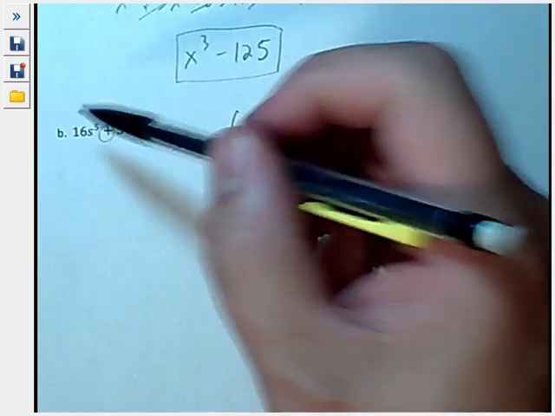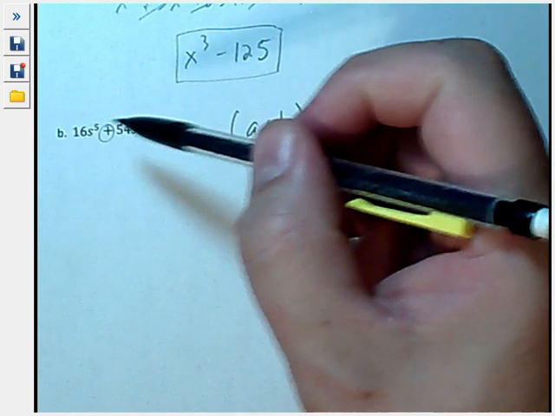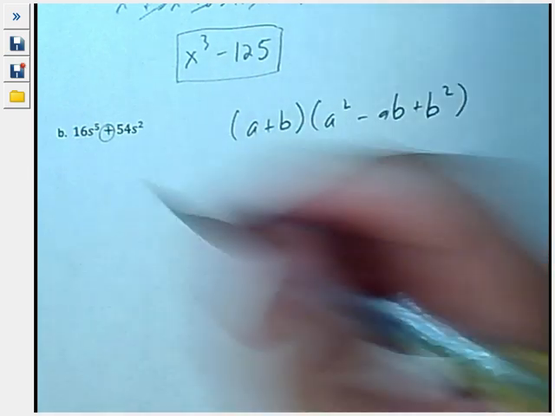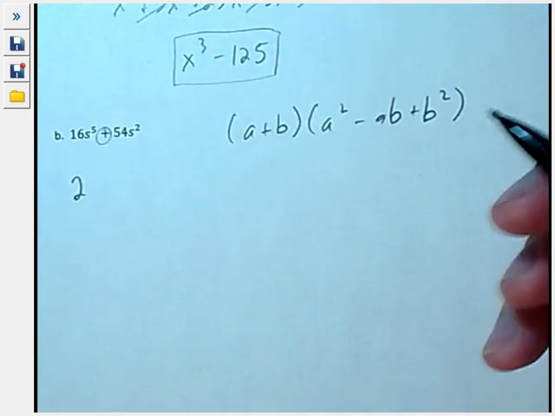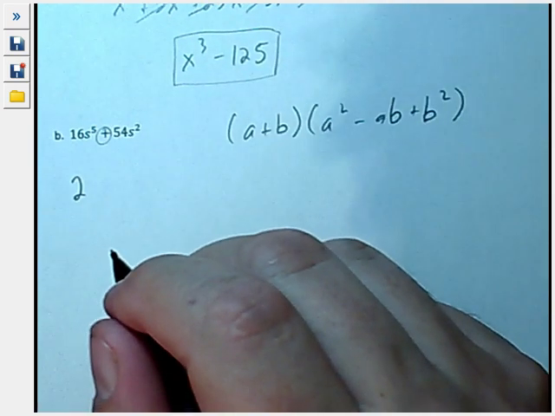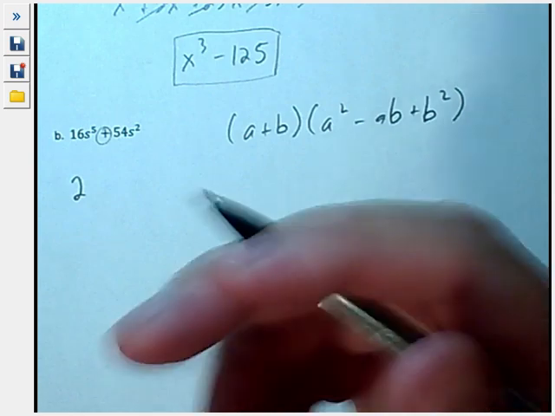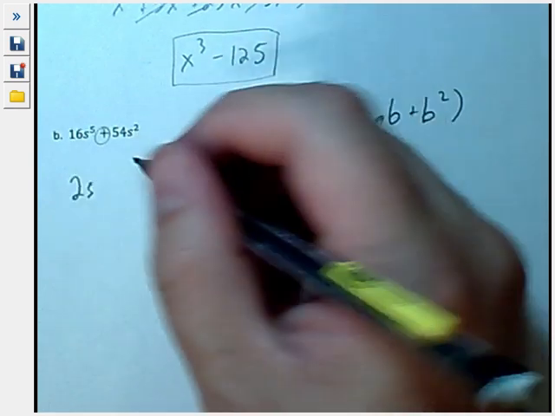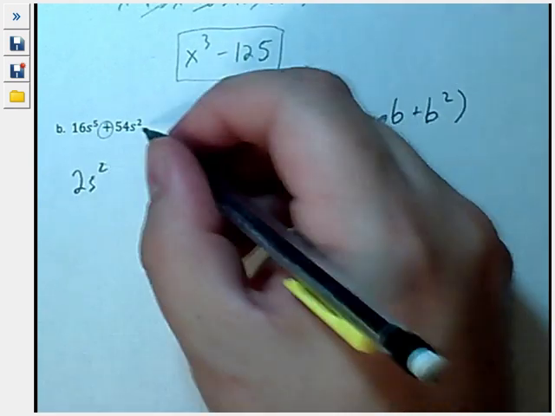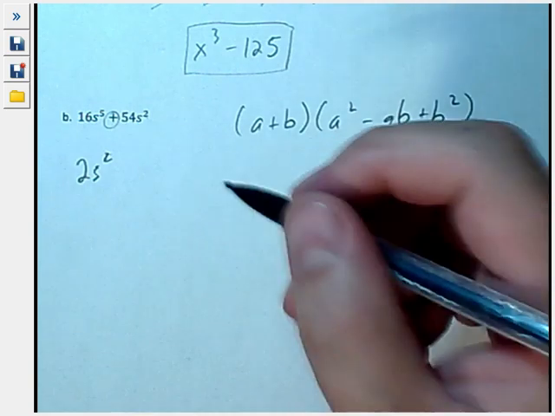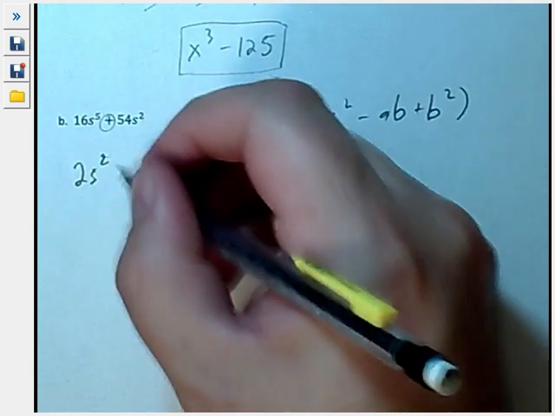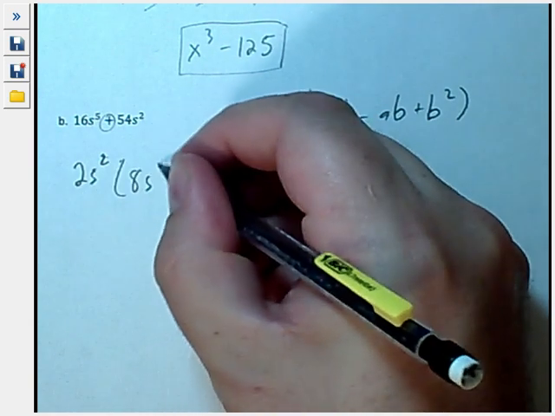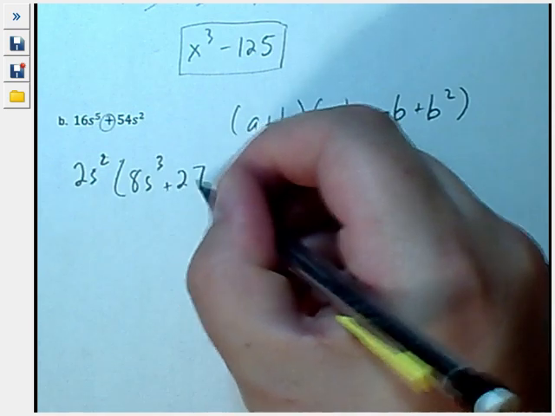And that is, what number goes into 16 and what number also goes into 54? And that is going to be 2. 2 goes into 16 and 2 goes into 54. Because what we're going to try and do is take out the greatest common factor between both these terms, s squared, because there's 2 here and 5 here. When we do that, this is a 2s squared, not 25 squared, that's 2s squared. We are left with 8s to the third plus 27.